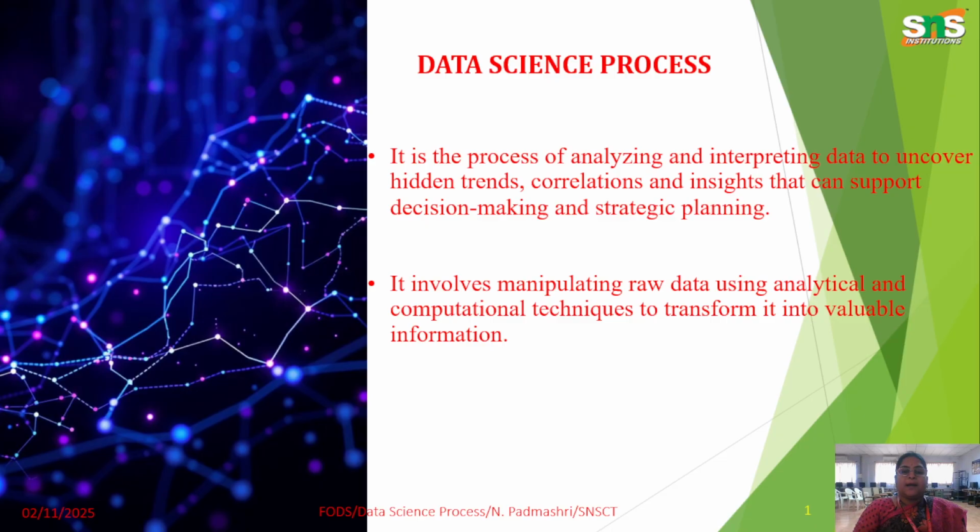So, when you want to analyze data and find out the hidden trends or patterns present in the data set, or find any relation between two data sets and the insights that can support decision making and strategic planning. A process which is involved in finding out the trends, correlations, and also used for decision making and strategic planning is nothing but a data science process. It mainly involves manipulating the raw data using analytical and computational techniques to transform it into valuable information.